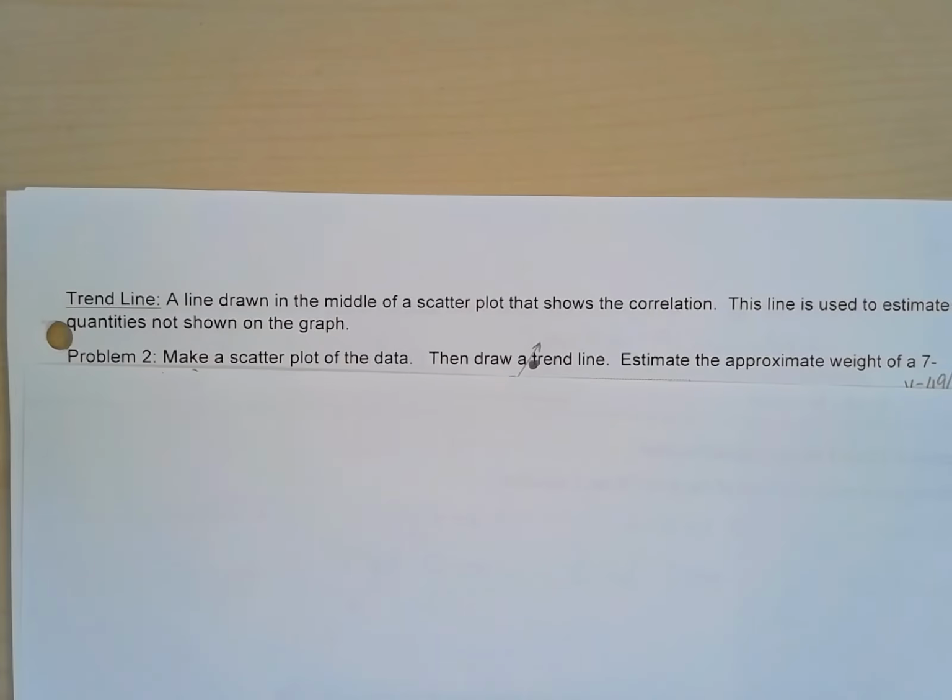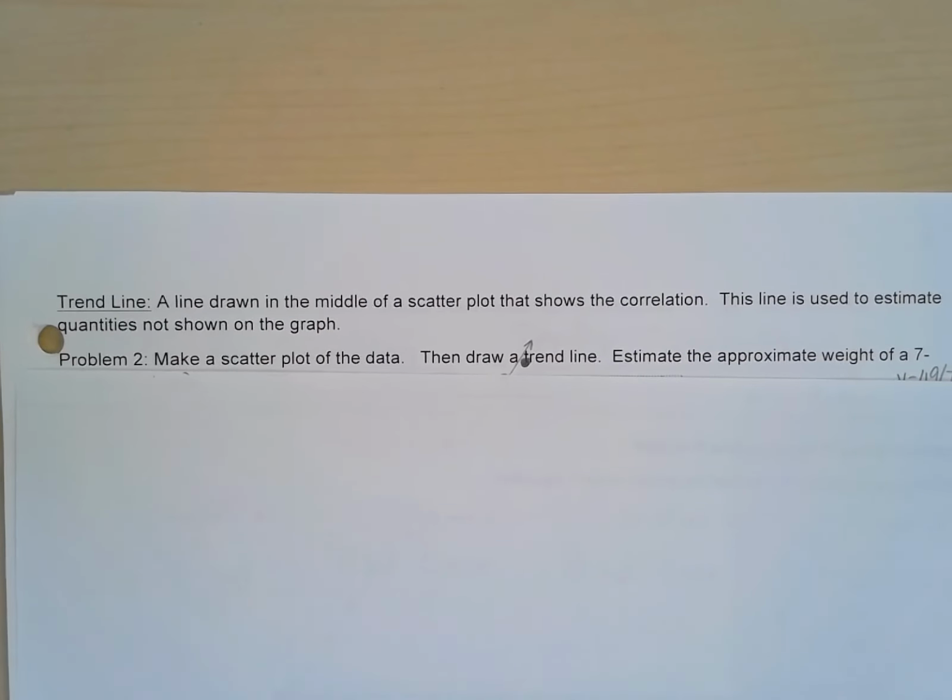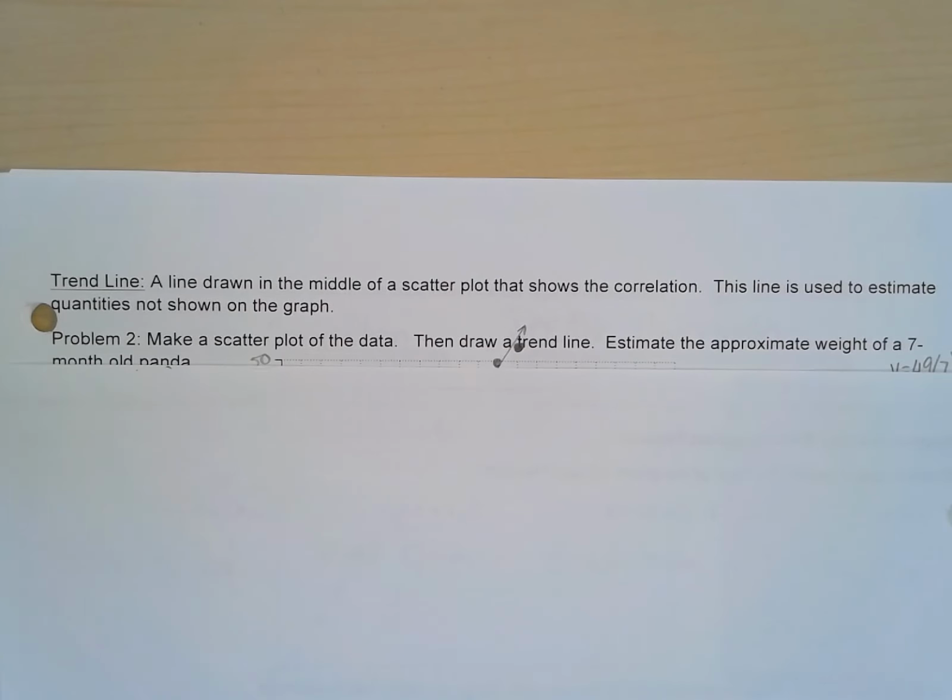So next we're going to talk about trend lines. A trend line is a line that's drawn in the middle of a scatter plot that shows its correlation. This line is used to estimate quantities that aren't shown on the graph. So, problem number 2, make a scatter plot of the data. Draw a trend line, approximate the weight of a 7-month-old panda.